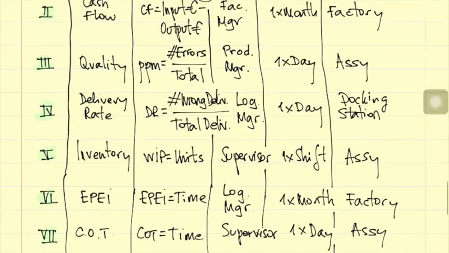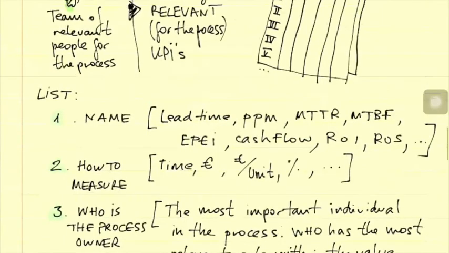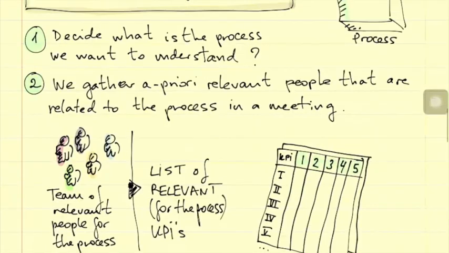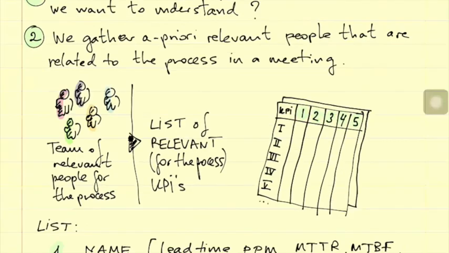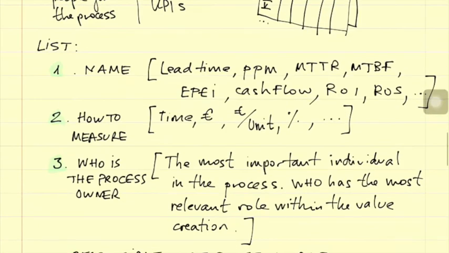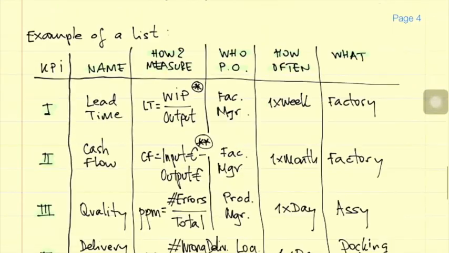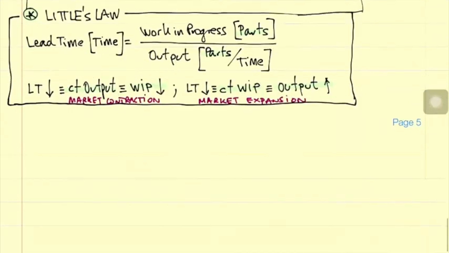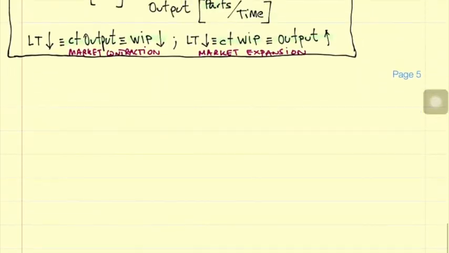once we have the list, I get no questions. So the first thing is we decide what is the process. The second is we gather the people, and we create a list with the process limits. And the third step is we create the heat map.